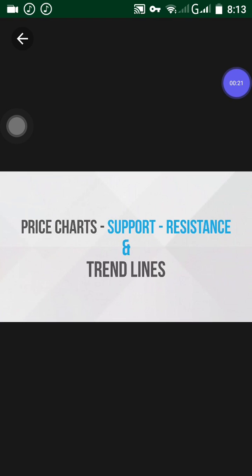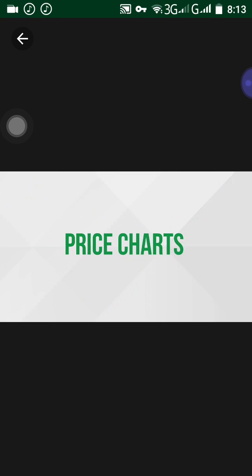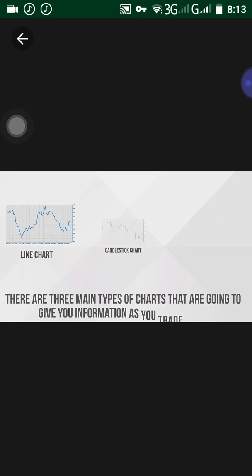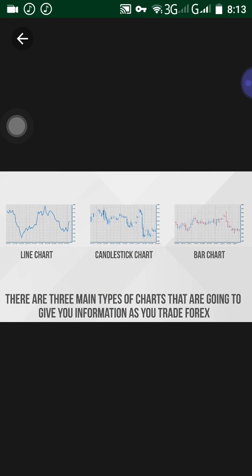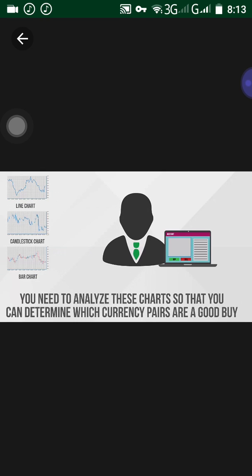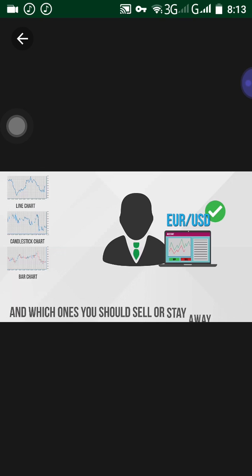Price charts, support, resistance, and trend lines. Price charts. There are three main types of charts that are going to give you information as you trade Forex. You need to analyze these charts so you can determine which currency pairs are a good buy and which ones you should sell or stay away from.